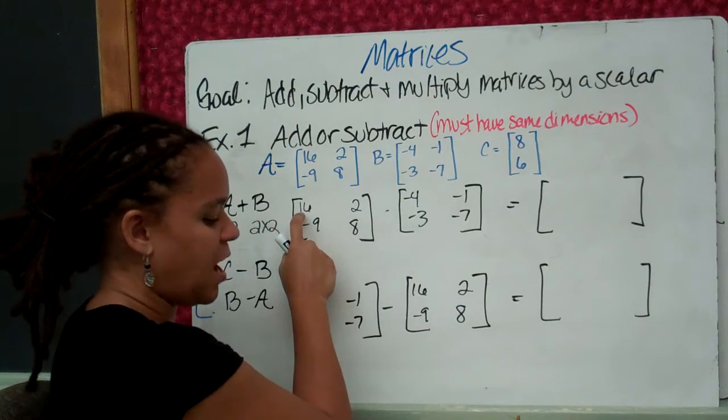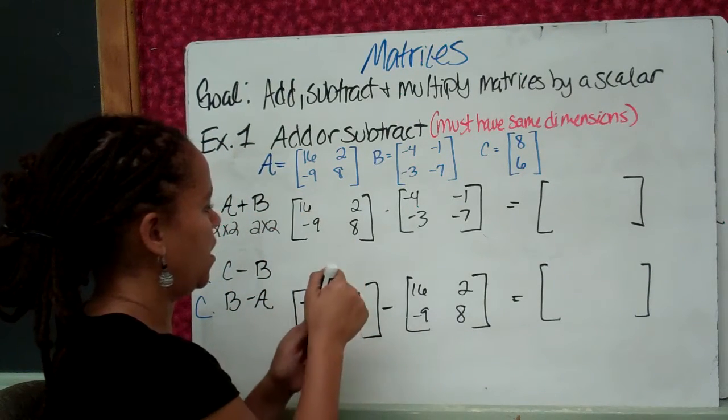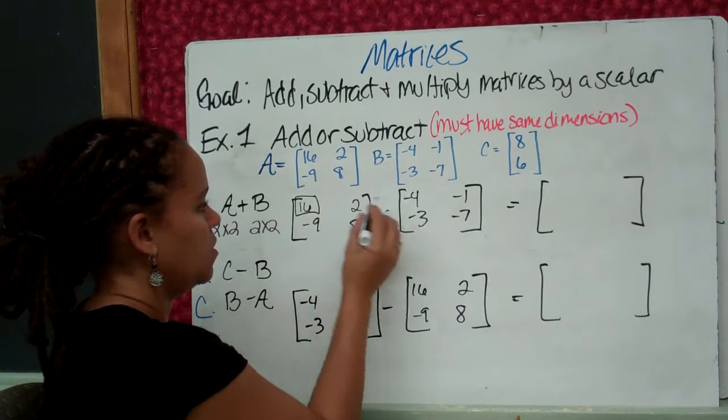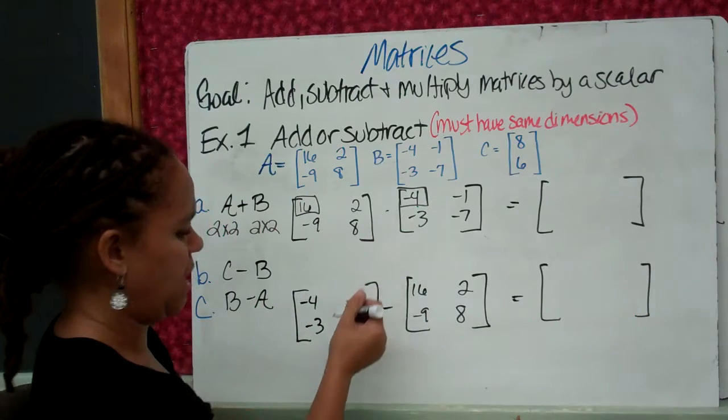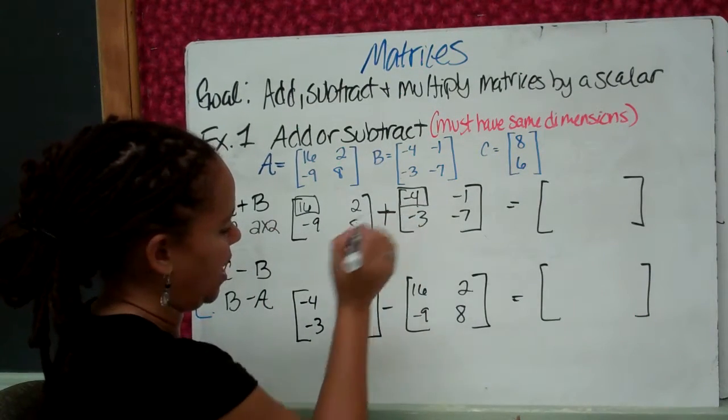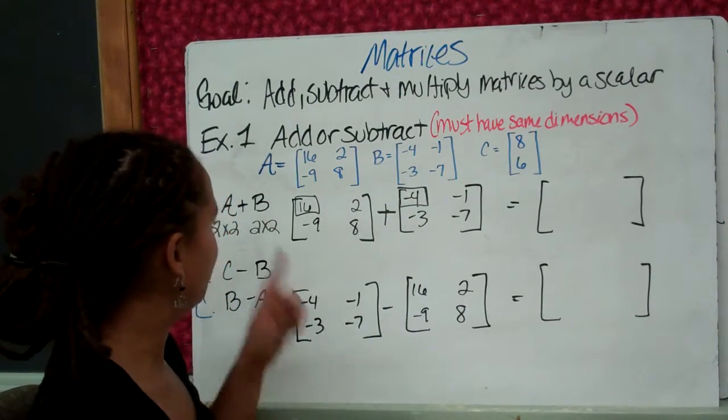So I would take the top left number right here and the top left number right here and put it here. Add them up. What does that say? Add or subtract? I think it's supposed to say add. Okay, so A plus B.